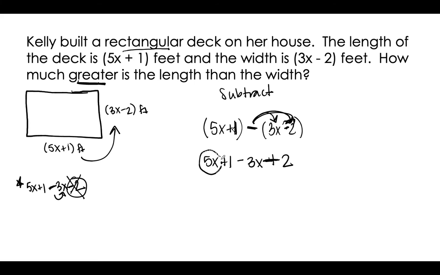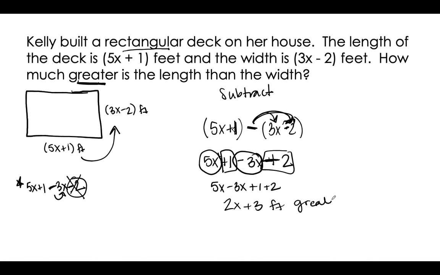Then we're going to combine our like terms, 5x minus 3x, and then we have plus 1 and plus 2. So we have 2x plus 3 feet greater for our final answer.